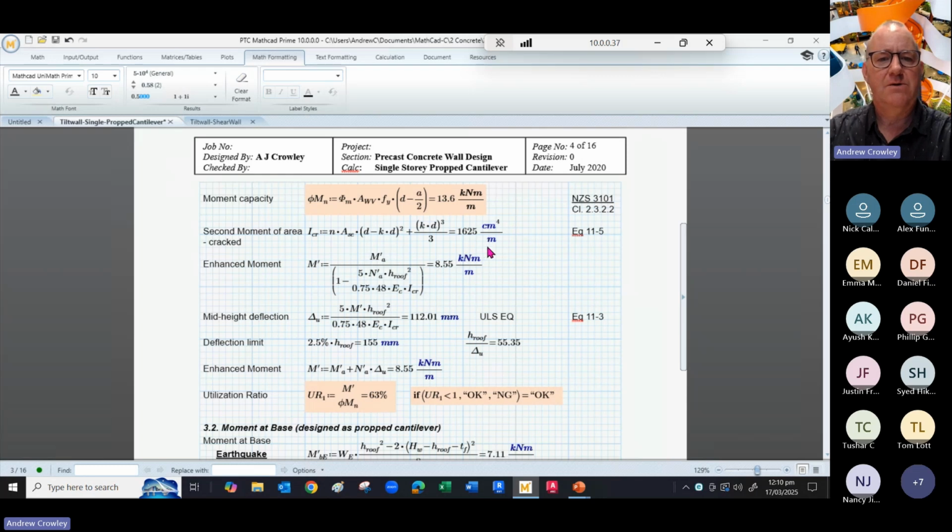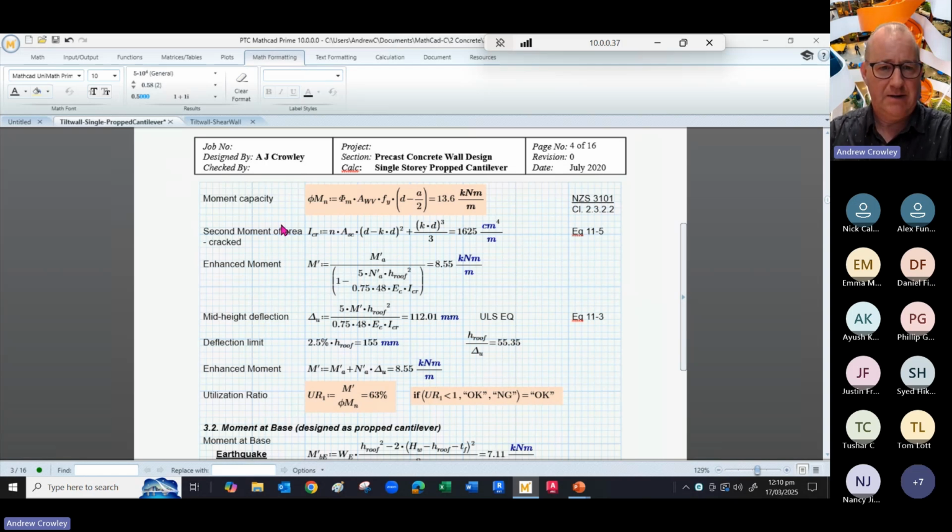Now, we might look at the concrete section either as uncracked or cracked, but chances are in the ultimate limit state, your concrete section in the wall in bending is likely to be cracked. Now, equation 11-5 of the code gives you this equation for the second moment of area of the cracked section. Now, there are a number of ways of calculating the cracked second moment of area for a concrete section. This is just one of them. We'll look at some more later.